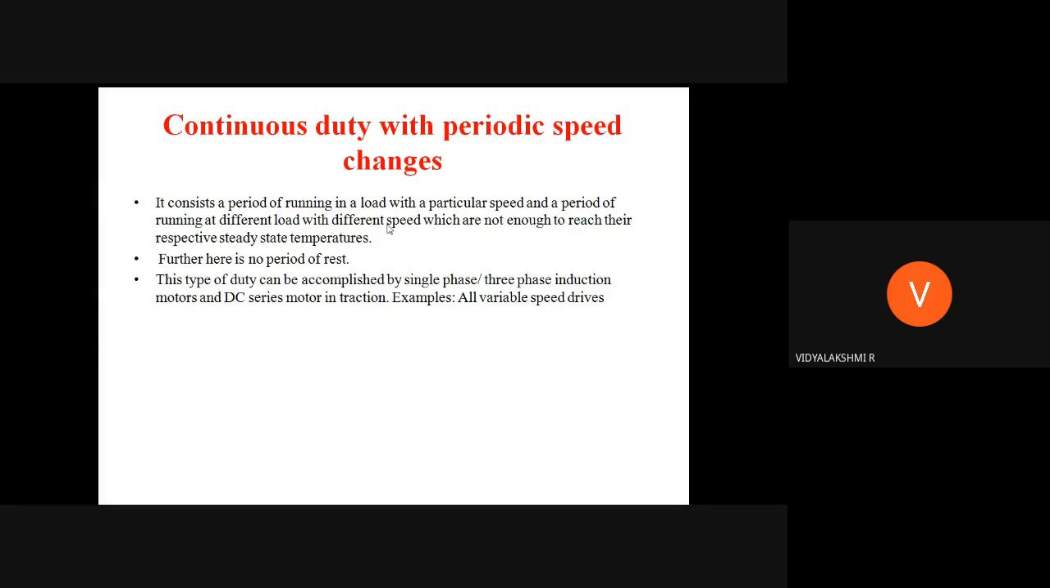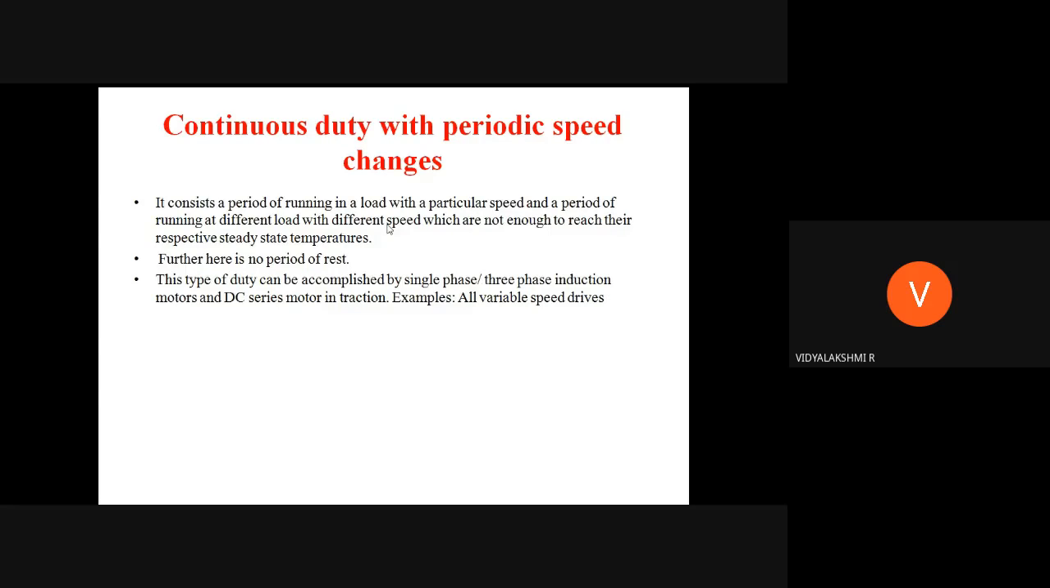And the last one, continuous duty with periodic speed changes. Up to the seventh type of duty, I didn't talk about the speeds. Here I can talk about the speed. If I'm changing the speed, what will happen to my drive, how will it be working, and how does it continuously vary? It all comes under this type of duty, continuous duty with periodic speed changes. Again, there is no period of rest here. I'm going to run my machine continuously, and I can use different types of load. With different types of load, the speed will also differ. So it all comes under this category, continuous duty with periodic speed changes.